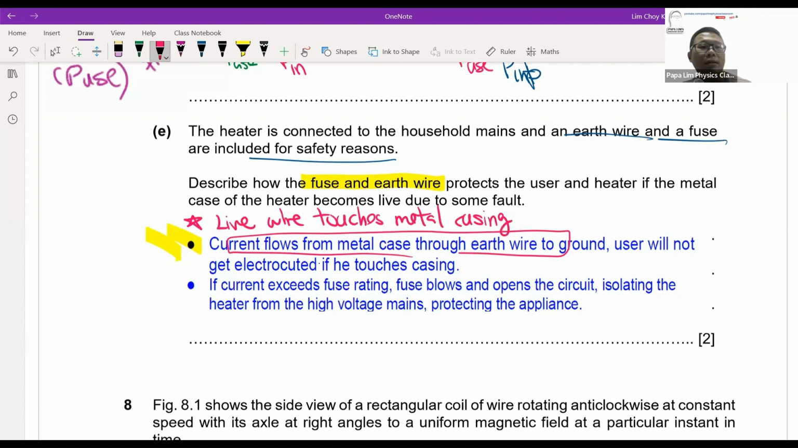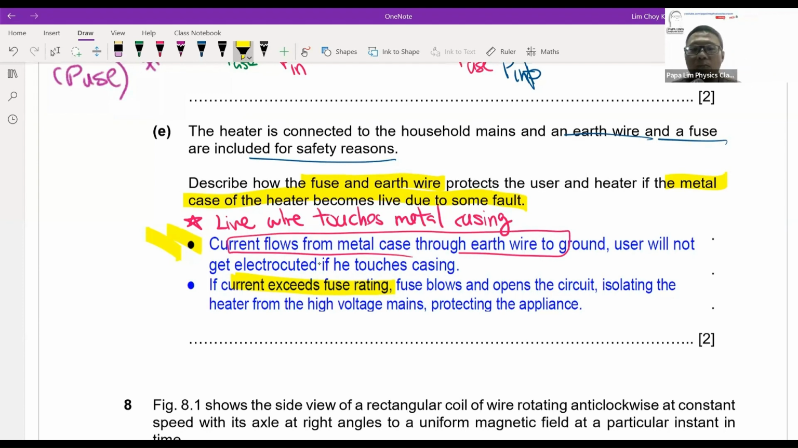And this statement is actually mentioned by the question itself. So when a live wire touches the metal casing, the current actually flows through the earth. So now the earth is live. But what happens here is that's where your fuse comes in. Because when your live touches the earth wire, and you have a current flowing through the metal casing, the current flowing through will be of a high value, and this value usually exceeds the fuse rating.